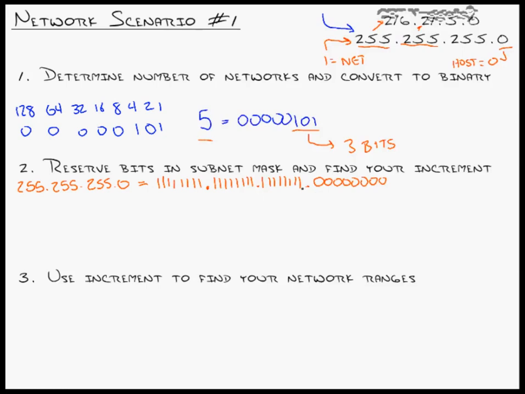Network bits are 1s. Here we have our decimal subnet mask converted into binary. So what we're going to do here is give ourselves 3 more bits. Pick up where the 1s leave off and add 3 more 1s, as you see here.